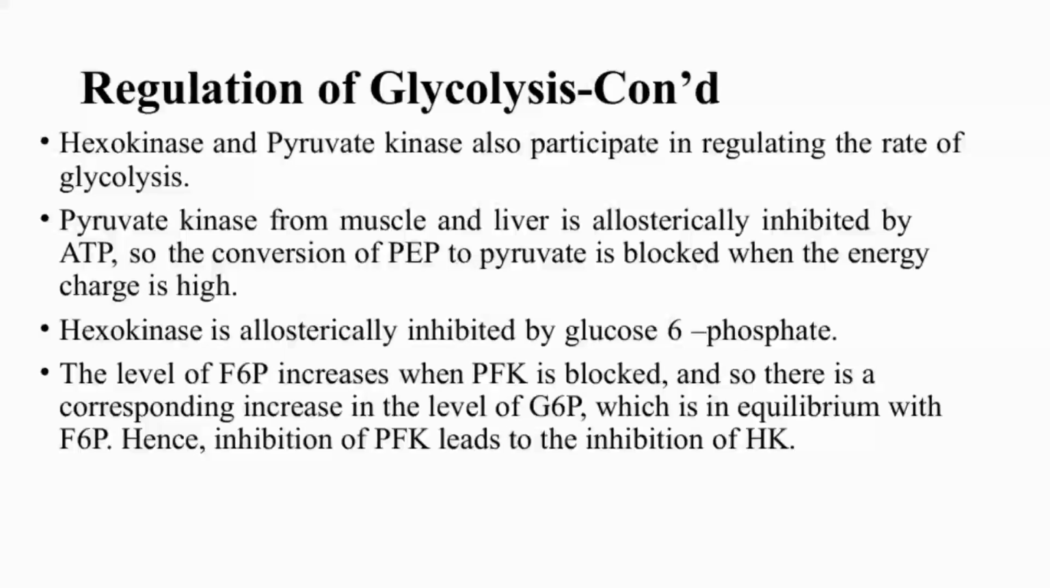Similarly, hexokinase is also subject to allosteric regulation, but in this case, it's inhibited by glucose 6-phosphate. When G6P levels rise, often due to a slowdown downstream, hexokinase activity decreases, preventing excess accumulation of G6P. Interestingly, when phosphofructokinase or PFK is inhibited, levels of fructose 6-phosphate, F6P, increase. Since G6P and F6P are in equilibrium, this leads to an increase in G6P as well. So, in essence, inhibition of PFK not only slows down glycolysis at that step, but also causes a rise in G6P, which then inhibits hexokinase.